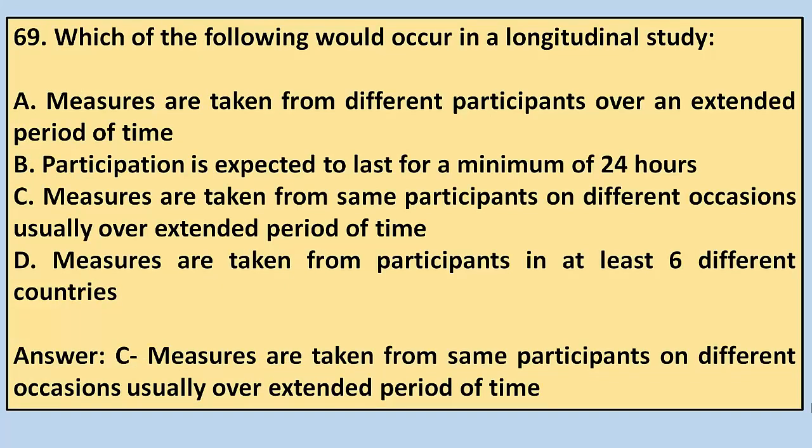Which of the following would occur in the longitudinal study? A. Measures are taken from different participants over an extended period of time. B. Participation is expected to last for a minimum of 24 hours. C. Measures are taken from the same participant on different occasions, usually over an extended period of time. D. Measures are taken from the participant in at least 6 different countries. Answer is C. Measures are taken from the same participant on different occasions, usually over an extended period of time.